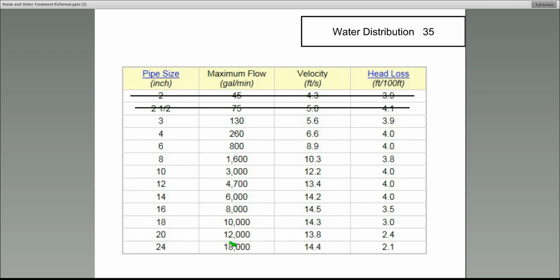Okay, these are just a couple of tables I threw in there, and I marked out the top of it, but these are force mains. And for water lines, the force main has to be 3 inches or larger. But this just gives you an idea.